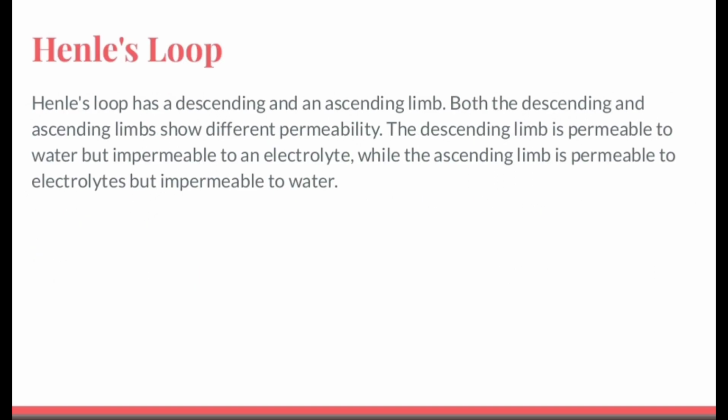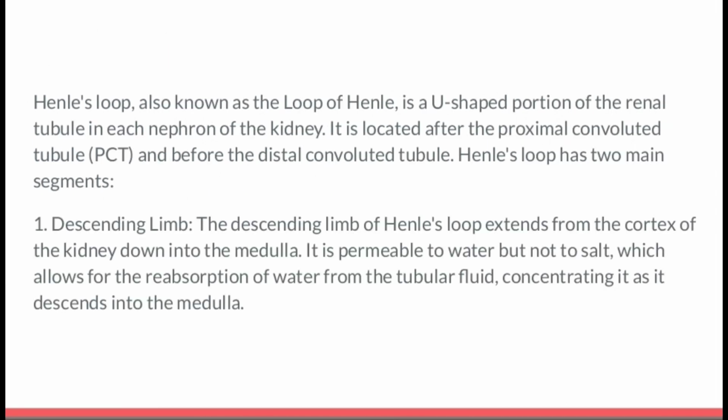Henle's loop. Henle's loop has a descending and an ascending limb. Both the descending and ascending limbs show different permeability. The descending limb is permeable to water but impermeable to electrolytes, while the ascending limb is permeable to electrolytes but impermeable to water. Henle's loop, also known as loop of Henle, is a U-shaped portion of the renal tubule in each nephron of the kidney.